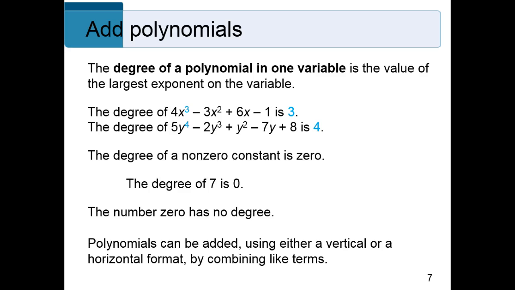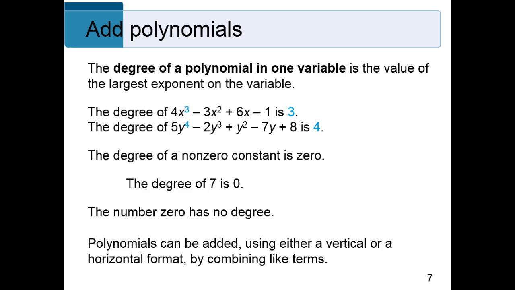So anytime you don't see a variable, then that's x to the 0th power, because x to the 0th is 1. 7 times 1 is 7. So yes, the degree of that is 0. Does that make sense? Okay. Degree of a constant is 0. Now, the number 0 has no degree. Okay, it's dead. No temperature at all. Okay. So, polynomials, hey, we're going to finally add a polynomial. They can be added using either a vertical or horizontal format by combining like terms.